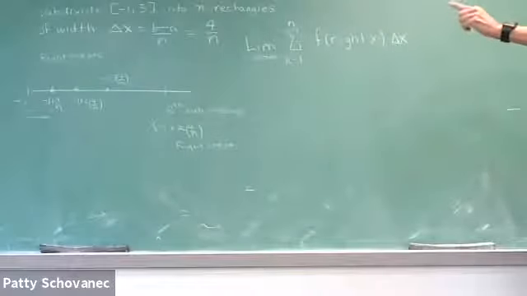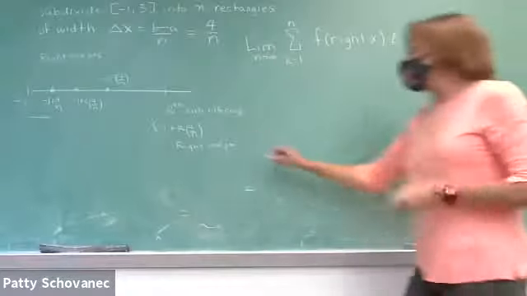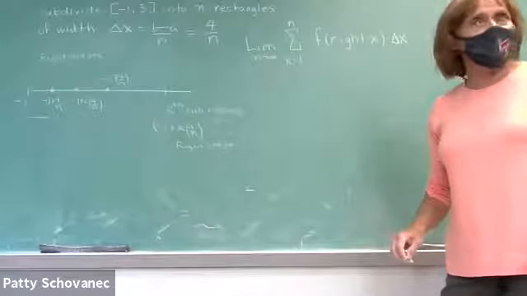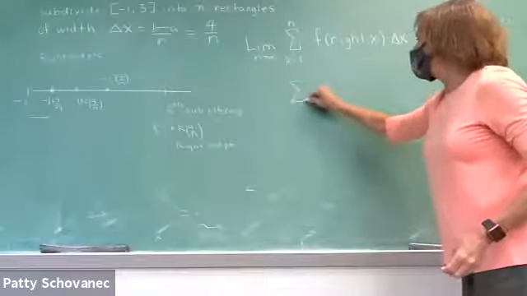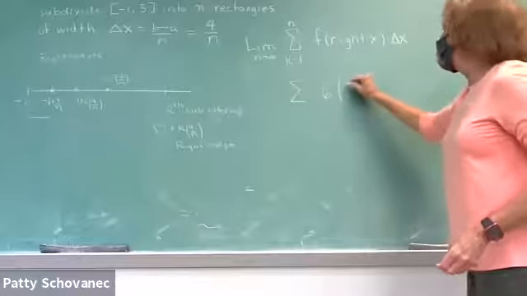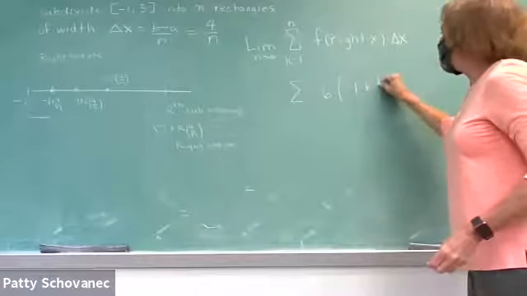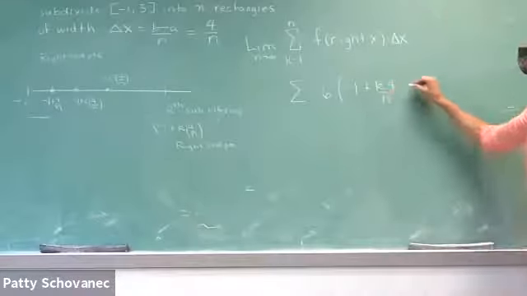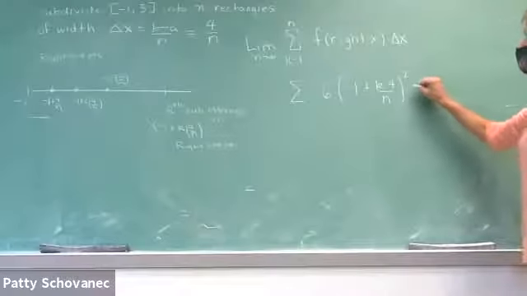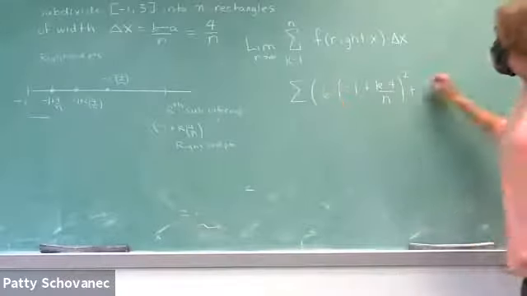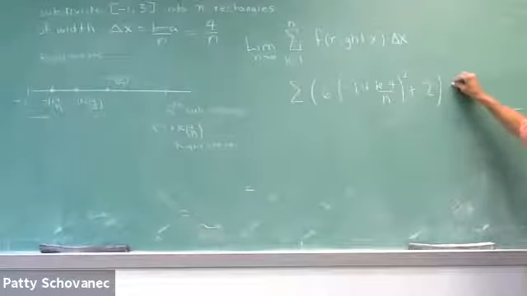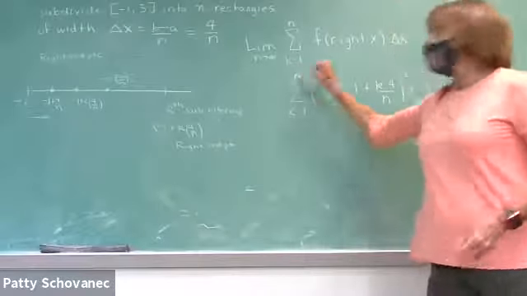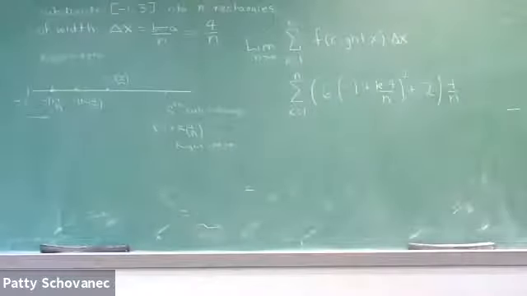So f was 6x squared plus 2. My right x has this as its general form. I'm going to plug that in for x. So it's going to have this summation here, 6 times (-1 plus k times 4 over n) squared plus 2, times delta x, which was 4 over n. You with me to there?